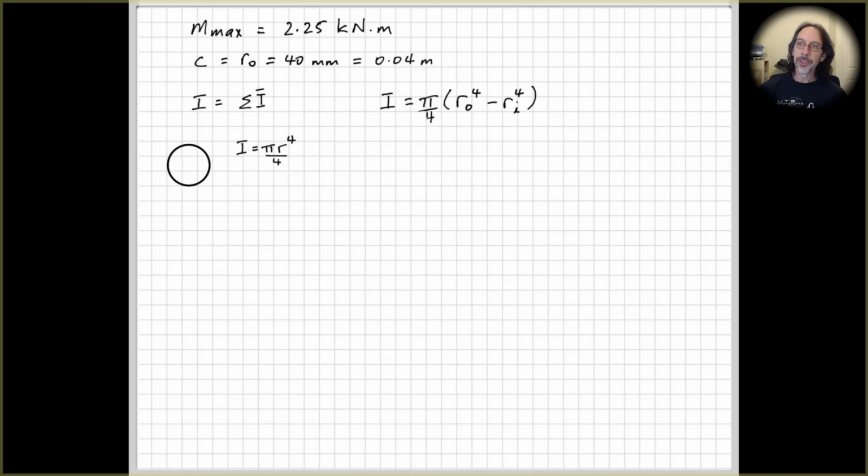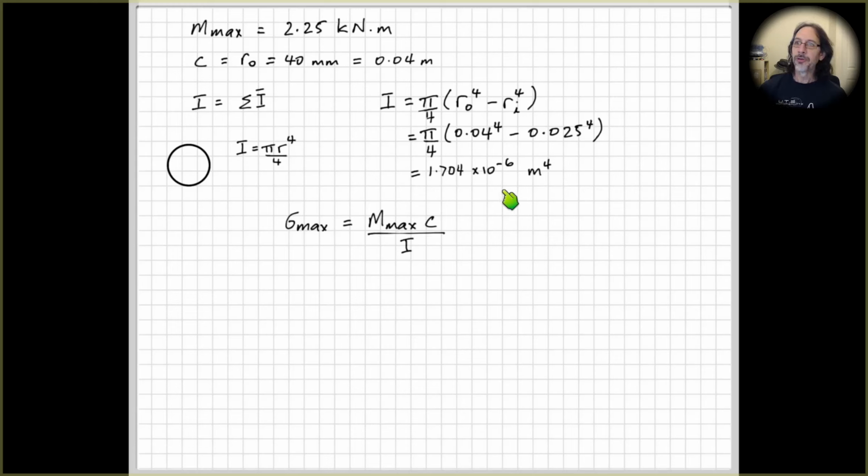So here we've got a composite shape, a circle inside another one, so we can add up the moments of inertia, just the outside circle minus the moment of inertia of the inside circle. So that's how we get to here. Put those values in, and we get a moment of inertia of 1.704 by 10 to the minus 6 meters to the 4th. Right, so we're going to now put all our values that we've just calculated into our beam flexure equation.